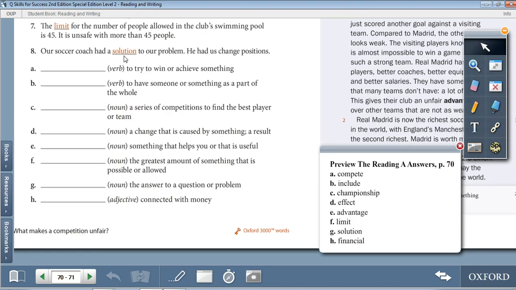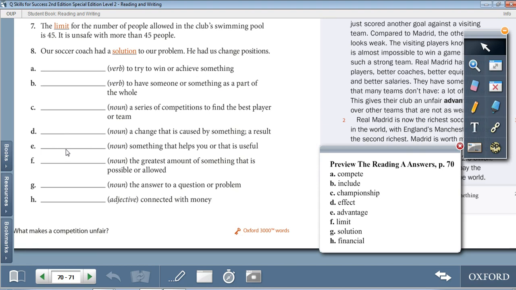Definition A. Compete, a verb: to try to win or achieve something. B. Include, verb: to have someone or something as a part of the whole. C. Championship, noun: a series of competitions to find the best player or team. D. Effect, noun: a change that is caused by something, a result.